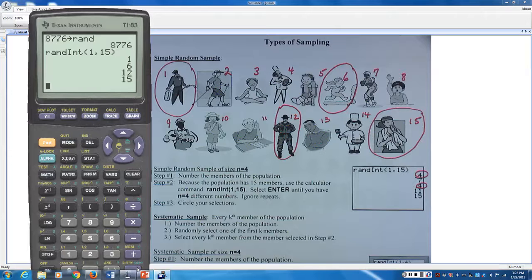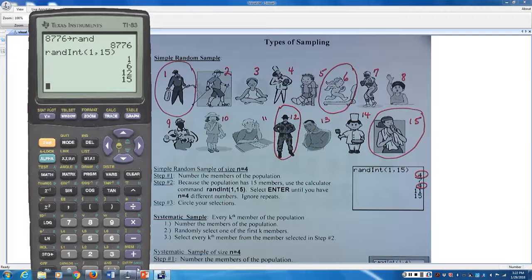Who'd you get? 5, 7, 13, and 15. Okay, 5, 7, 13, and 15. So you have 1 in common with me. But that's it. Who did you get? 2, 10, 12, and 13. Did anybody else get 2, 10, 12, and 13? The exact same? I got 13, but I didn't get the rest of it.